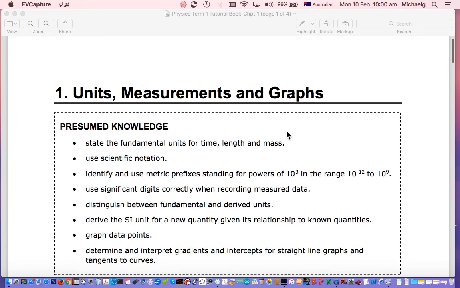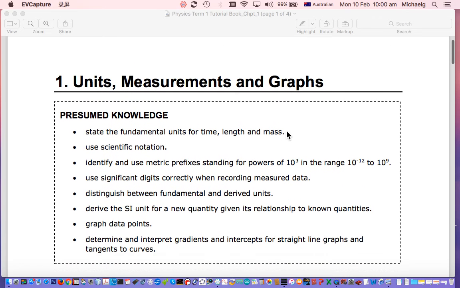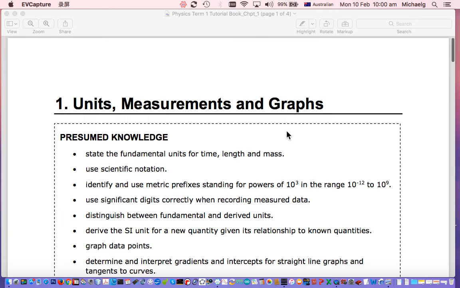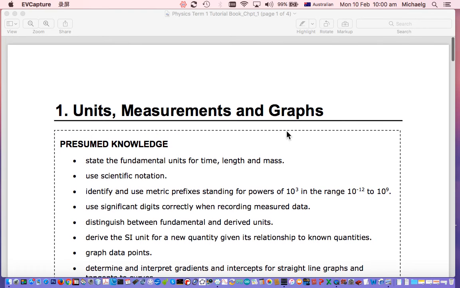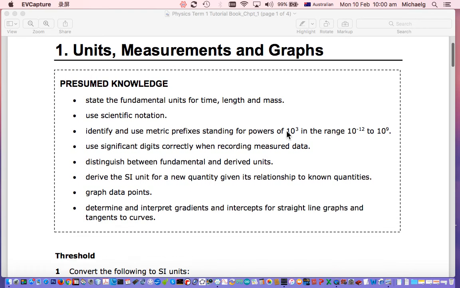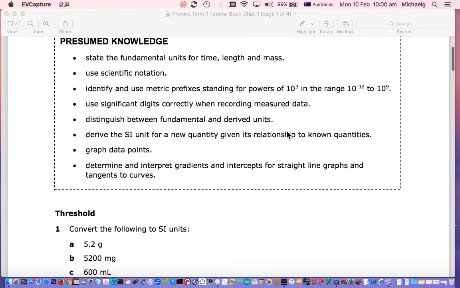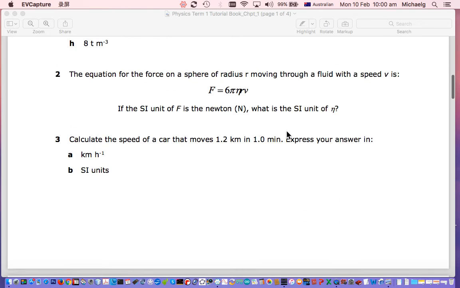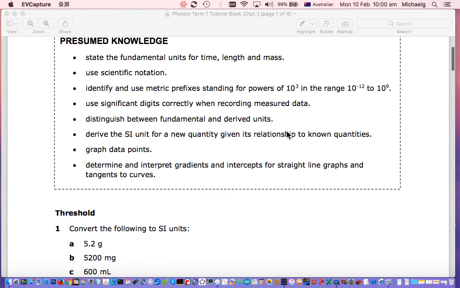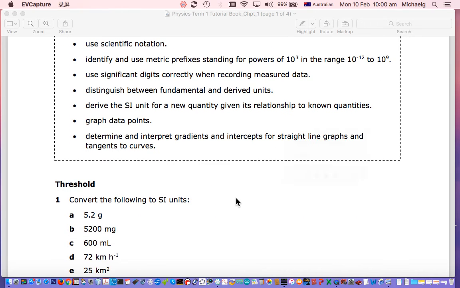Okay, so this is Tuesday. This is going to be your Tuesday's lecture. So what we've got here is the Unit 1 or the Chapter 1 tutorial book, physics tutorial book. Okay, so we have 12 questions.